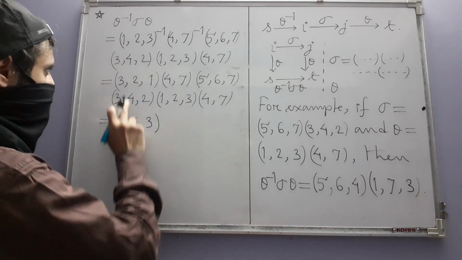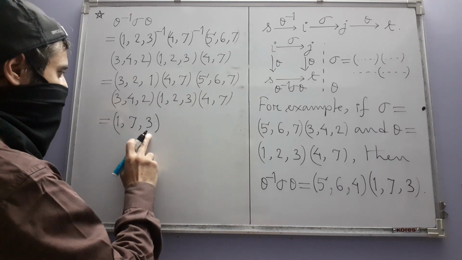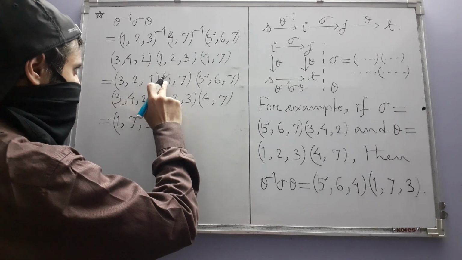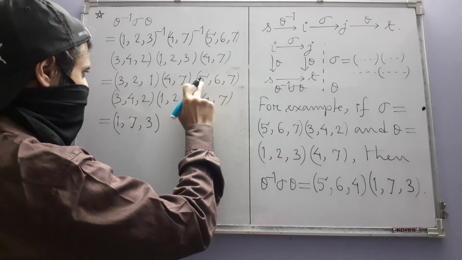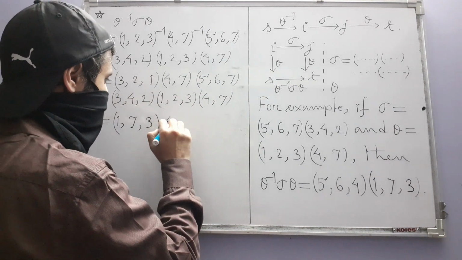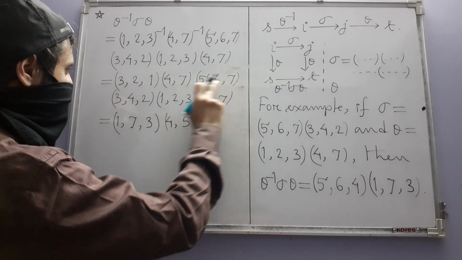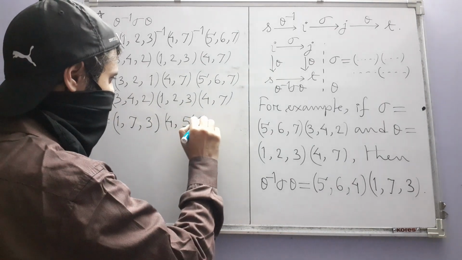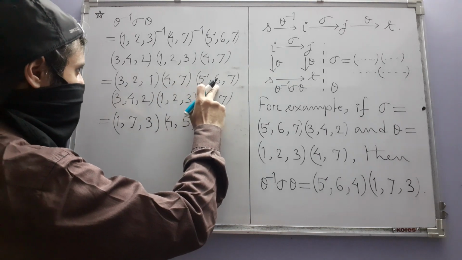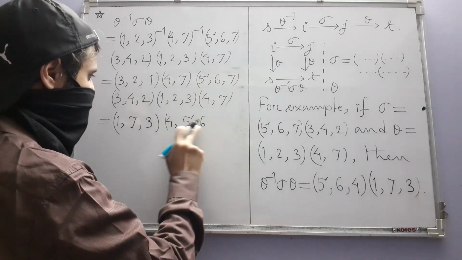Now what about 2? 2 to 1, 1 to 2. So 2 is unchanged. Then what happens to 4? This one has nothing to do with 4. 4 to 7, 7 to 5, and that's it. So 4 to 5. Then what about 5? 5 to 6, and that's it. And finally, these two do not change 6. This one sends 6 to 7, but then 7 is sent to 4 by this. So 6 goes back to 4.